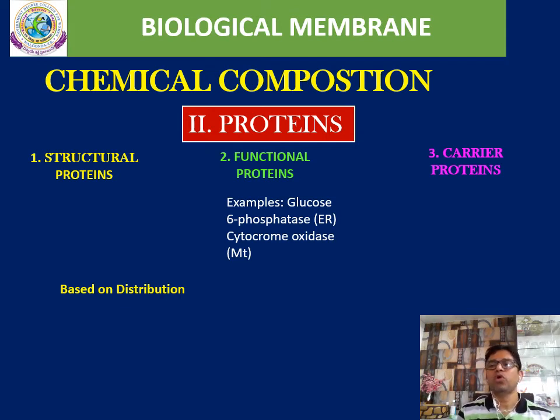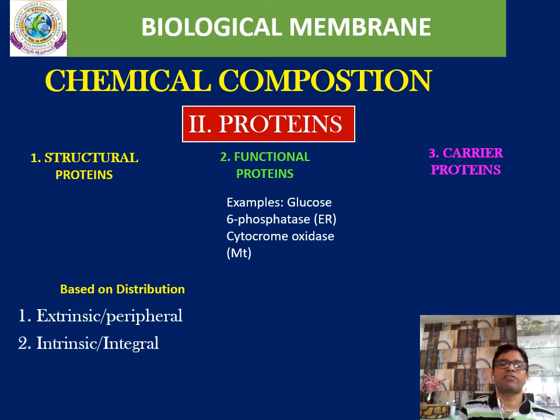And next, based on the distribution, proteins are also classified into two types: extrinsic proteins and intrinsic proteins. Extrinsic proteins are also called peripheral proteins. Intrinsic proteins are also known as integral proteins. Extrinsic or peripheral, intrinsic or integral.